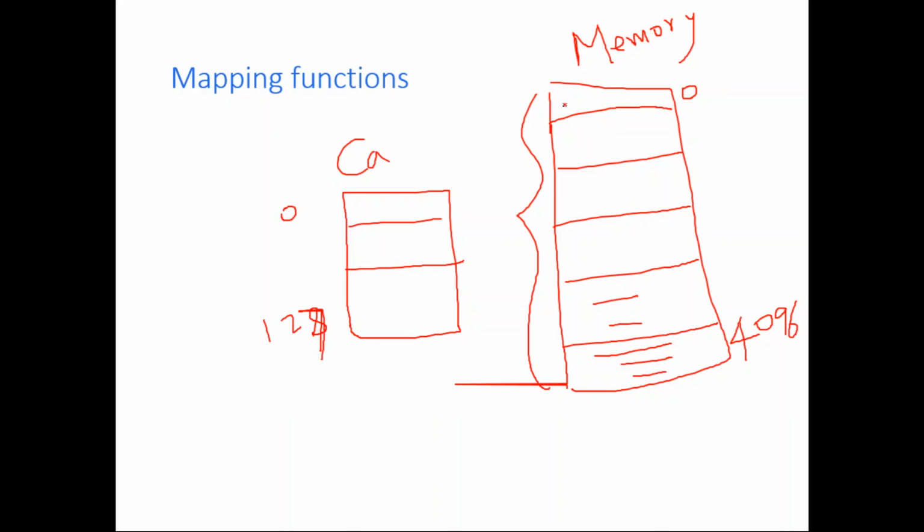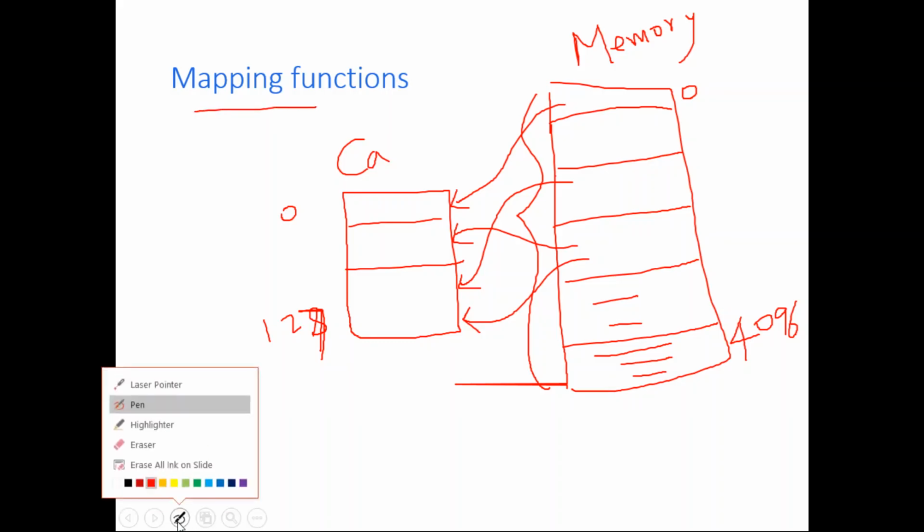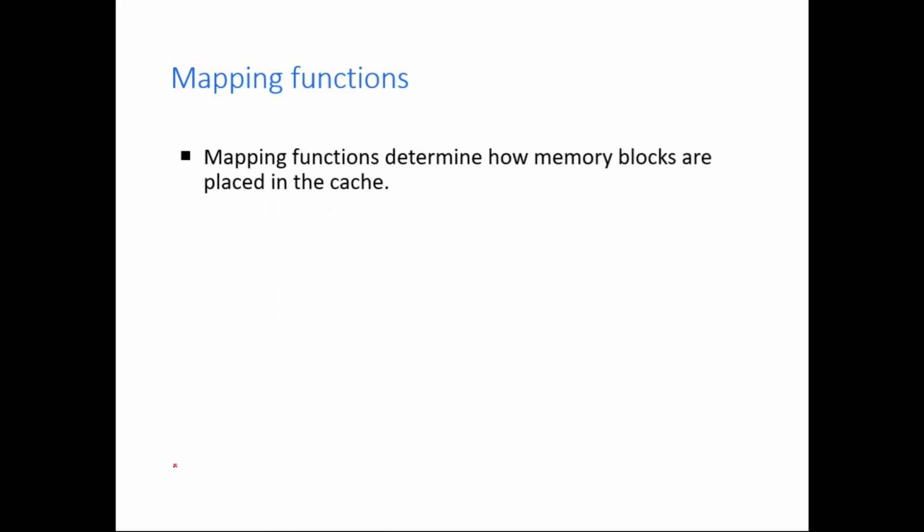We need to know whether a particular block is currently in the cache or not, that is, which blocks of main memory are available in the cache memory, and that is achieved through what are called mapping functions. How that mapping is done, and the different ways of doing that mapping, is the objective of this particular lecture. Fine, let us start.